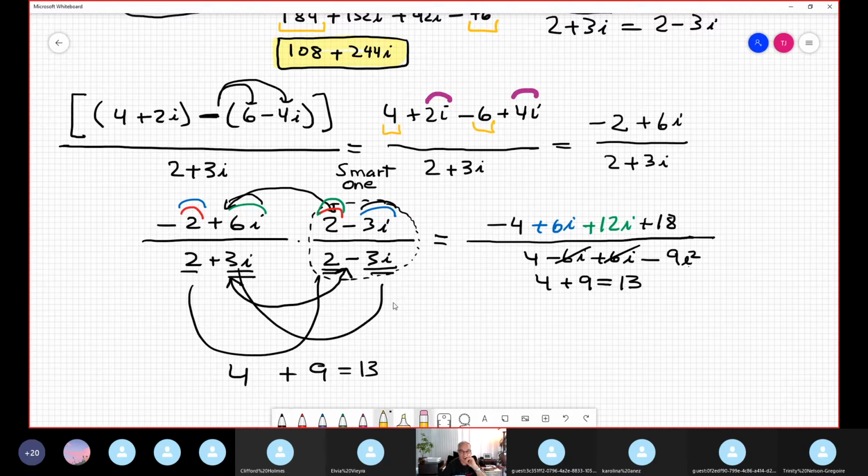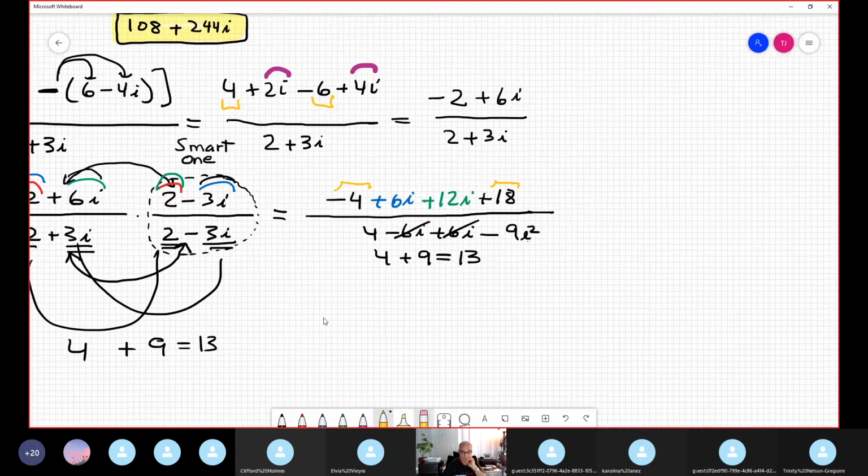combine like terms. Real and real: 18 minus 4, 14. So I copy the top. 14 is the real part, plus imaginary, this and this, 18i.